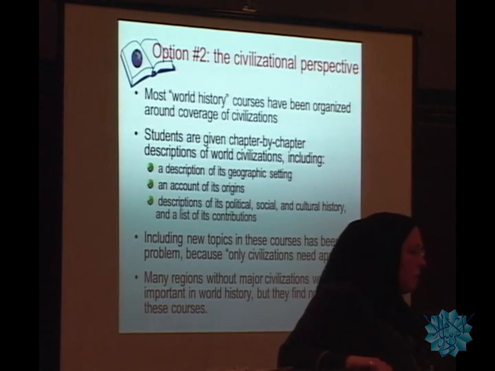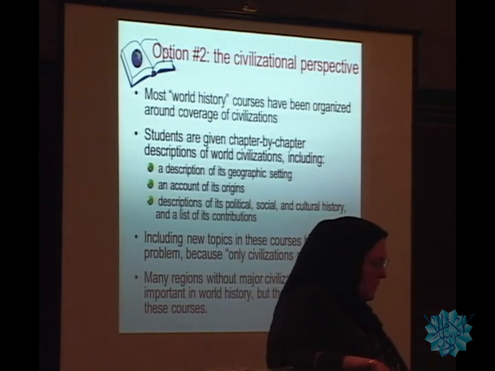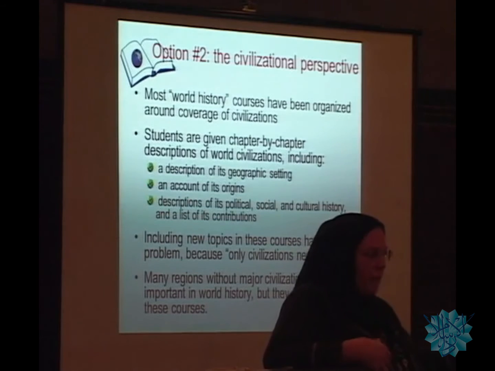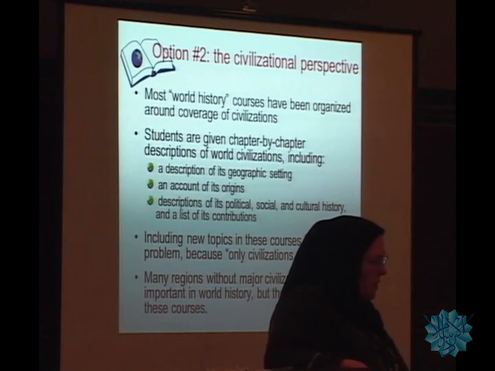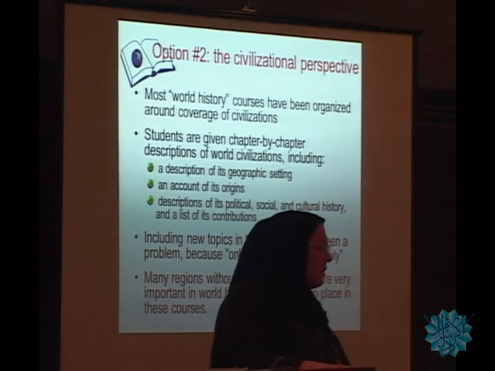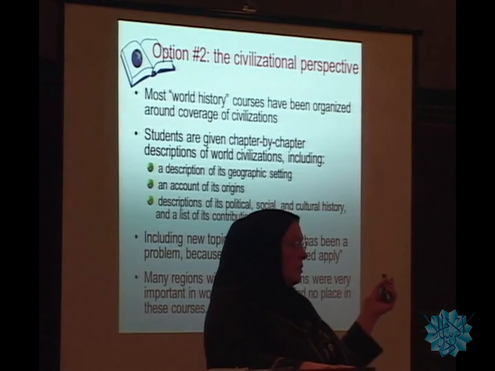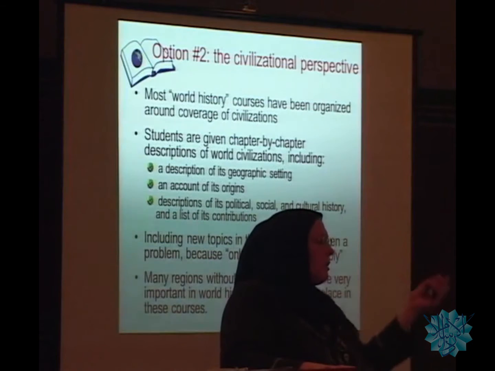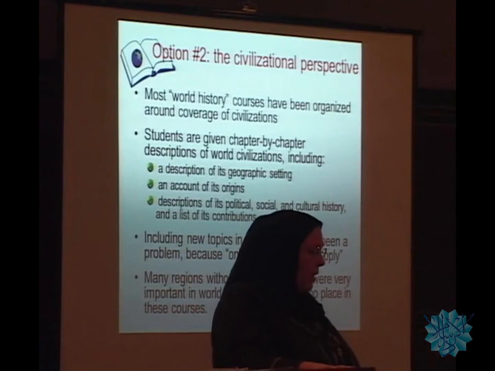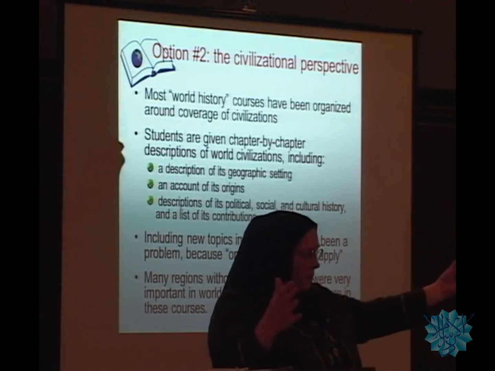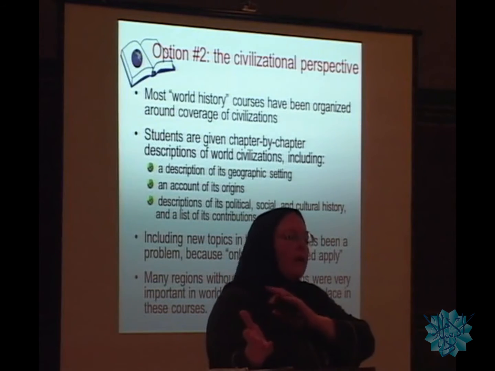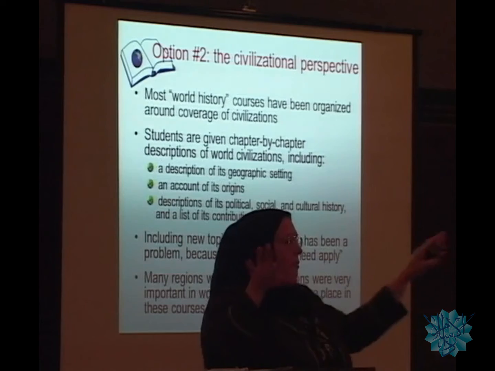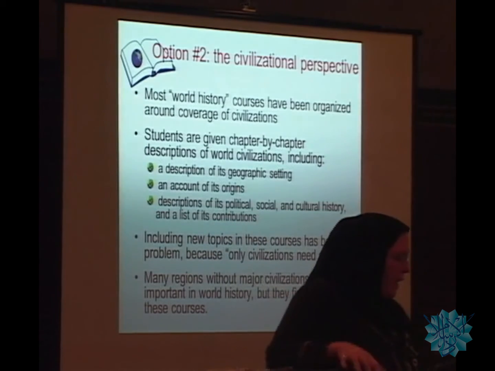But they are organized around coverage of civilizations. Okay, the river valleys, yeah, that's kind of a globally considered frame, but after that it's Civ A, Civ B, Civ C. And so they're given chapter by chapter descriptions, starting with a description of the geographic setting, often never to see geography again in that chapter. The account of its origins, whether it's Romulus and Remus or Muhammad's biography or whatever. And then descriptions of political, usually the biggest part, social, cultural. And finally, at the end, a list of what we got from them, right? That's how they kind of ran it, and that has to be there.